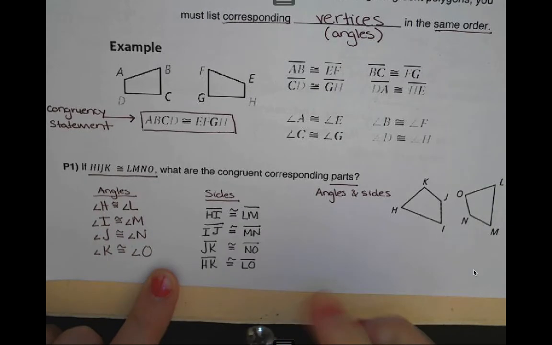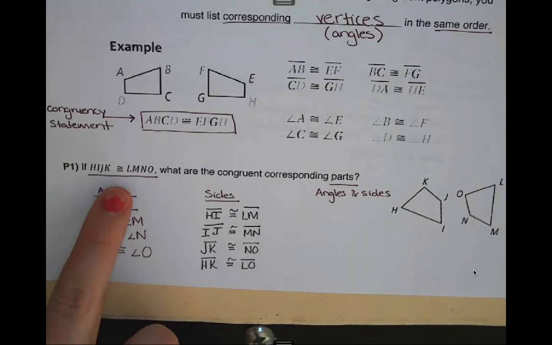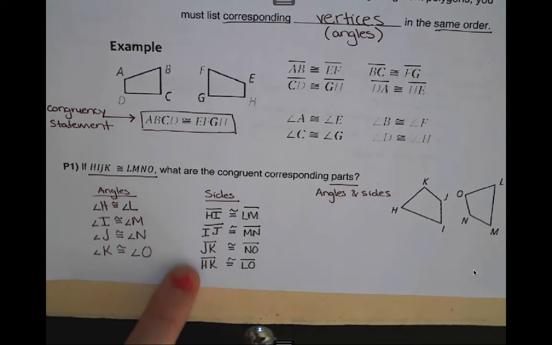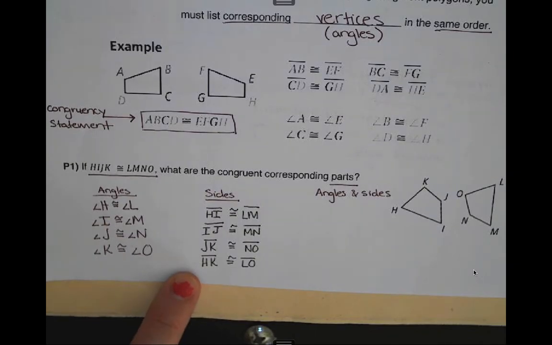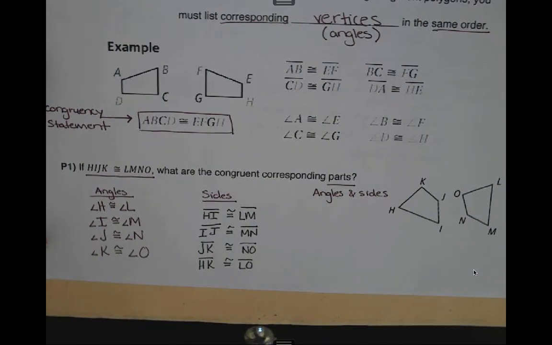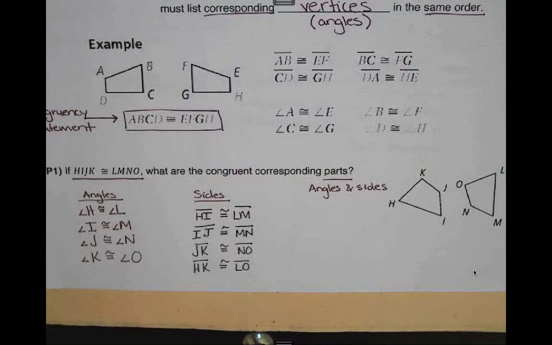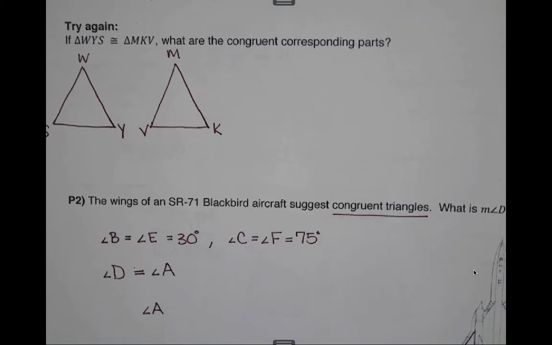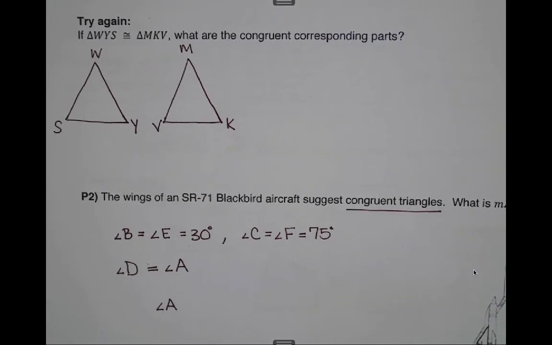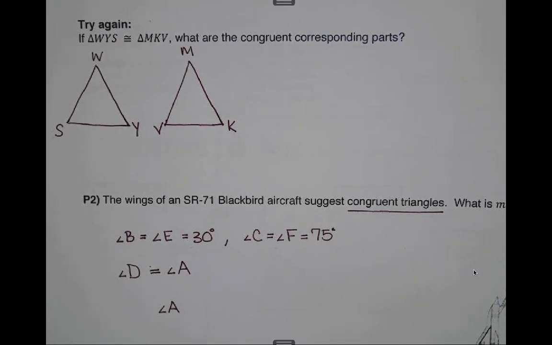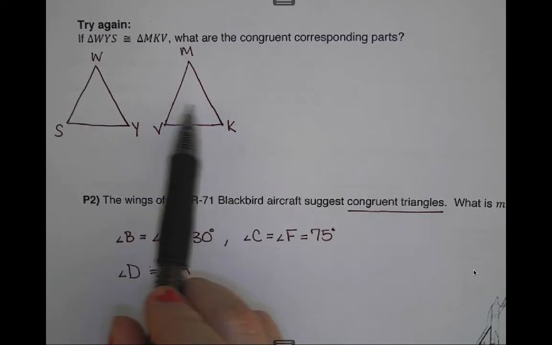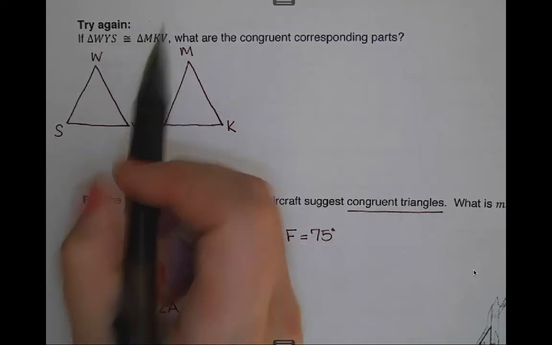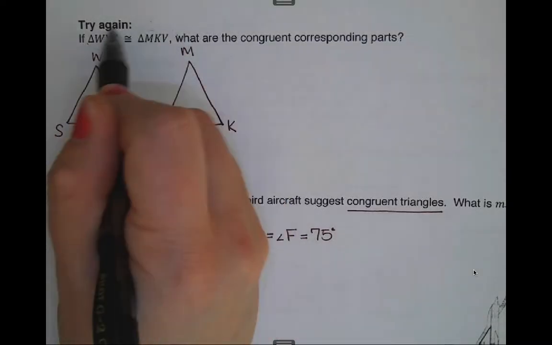So you could look back to the congruency statement and see how I came up with these congruent corresponding sides. You could also take a look at the picture a little further, but I'm going to keep moving on. There is a try again. You should try this one. If you want to pause the video and draw these triangles, you can, but drawing these triangles is not absolutely necessary. You could simply use the congruency statement.